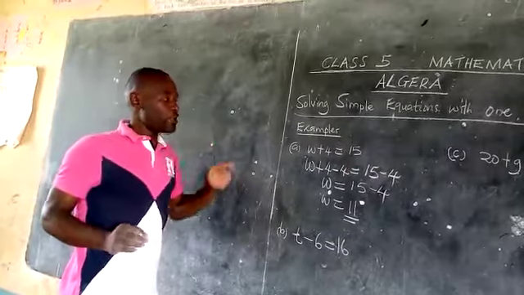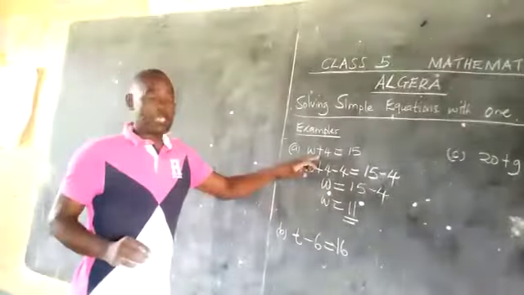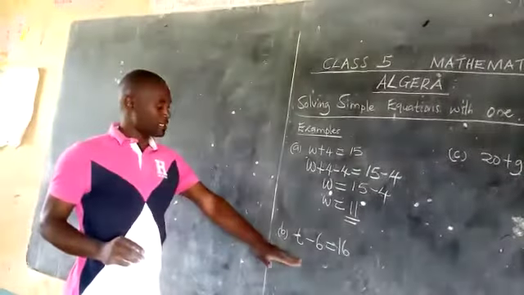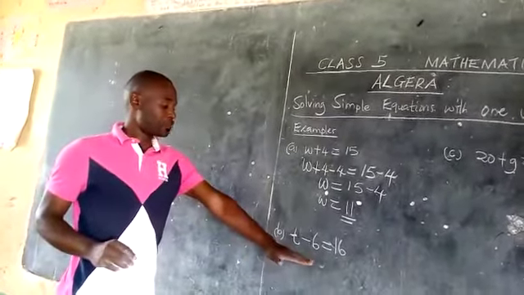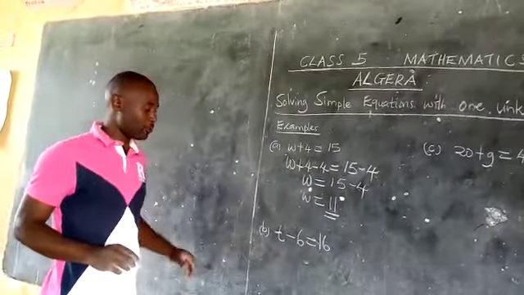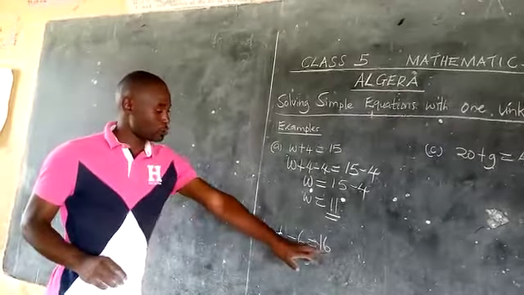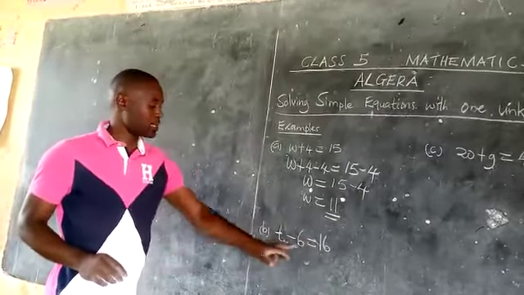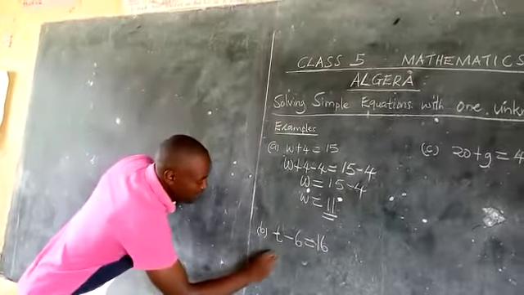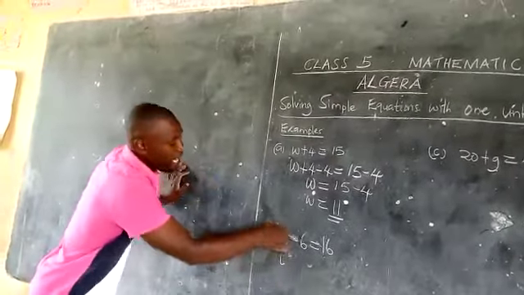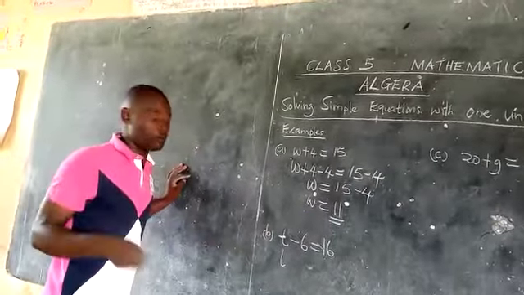So where you are supposed to be very keen is the operation sign. For example, let us look at the second example, which is having a subtraction operation sign. We have T subtract 6 is equal to 16. So here we shall add 6 on both sides.